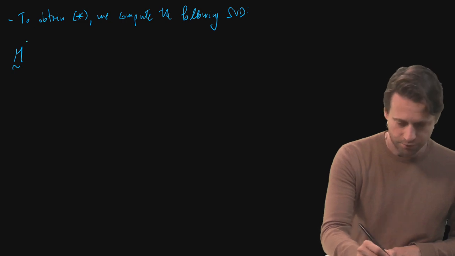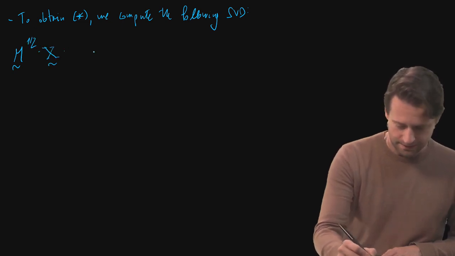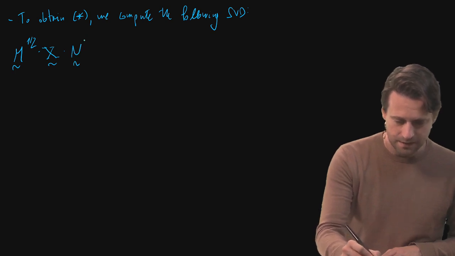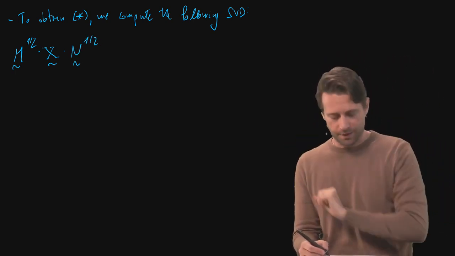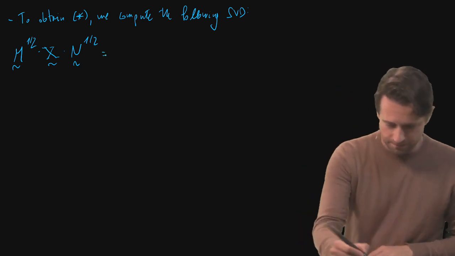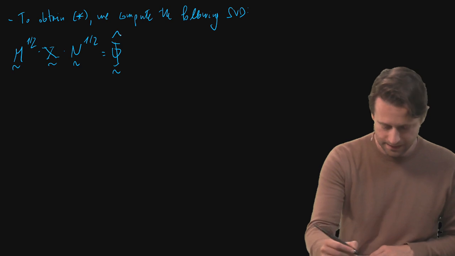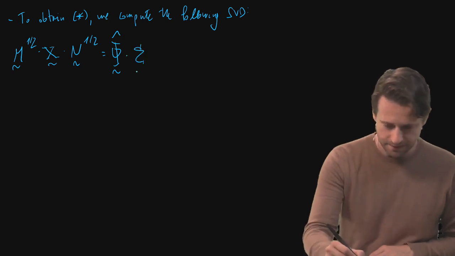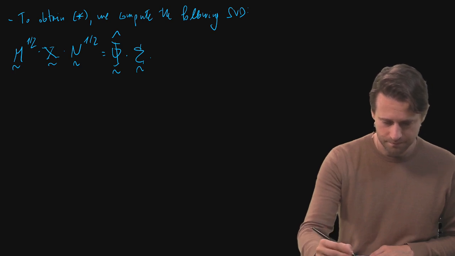Matrix M raised to the power of 1/2 times matrix X times matrix N raised to the power of 1/2. So capital M times X times capital N. Okay, and this will give me basically different versions of these matrices. So I will have phi hat times sigma times V hat transpose.